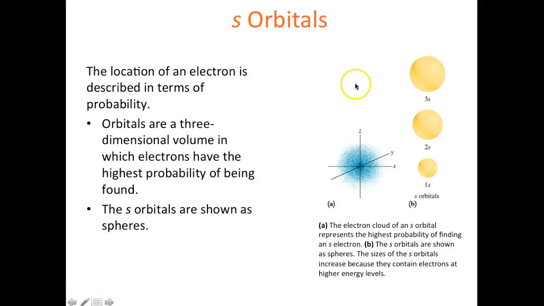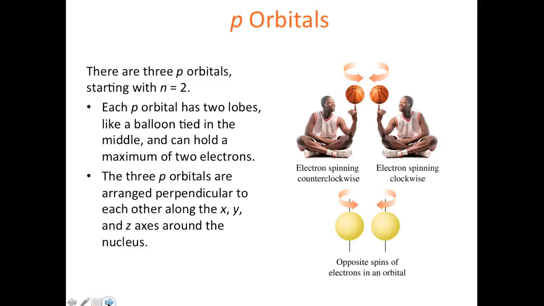So the higher they are in energy level, that means the larger the size of the orbital. The p orbitals have 2 lobes. They're described as being dumbbell shaped, and those lobes are aligned along the x, y, and z axes.